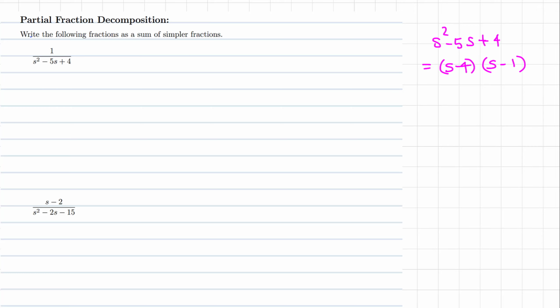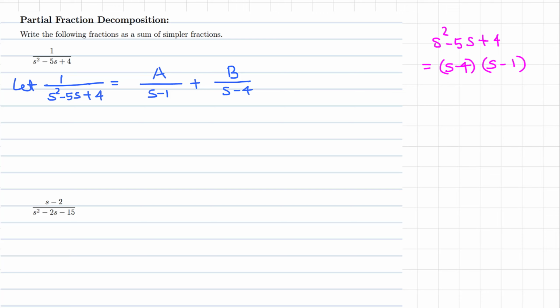So what we're going to do is let this fraction, 1 over s squared minus 5s plus 4, be a sum of 2 fractions, right? It doesn't matter which one you write first. So let me write s minus 1, s minus 4. This is degree 1, so we want to write just a constant, which is degree 0: a, and b. So this is what we want. Now we need to determine the values of a and b.